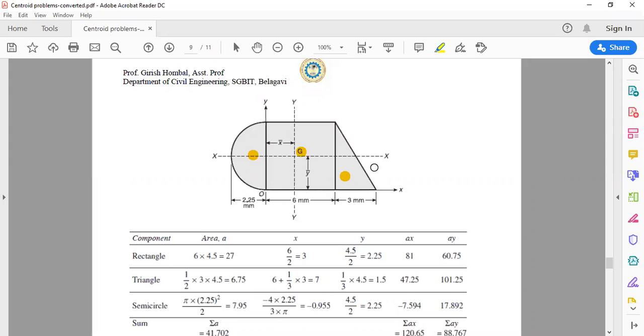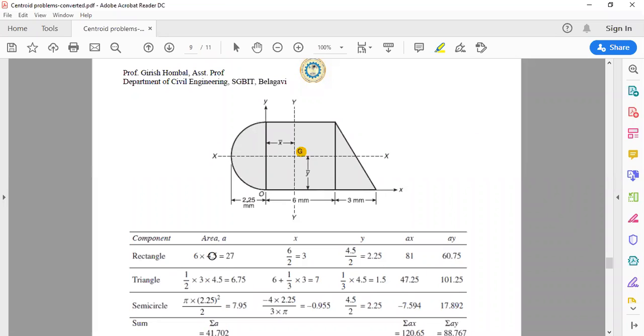Now that we have divided the given section and located the individual centroids, next we can move on with the calculation of area, x bar and y bar of the individual diagrams. Let us first consider the rectangle. The area of the rectangle is the base, 6, into 4.5, which is the depth.